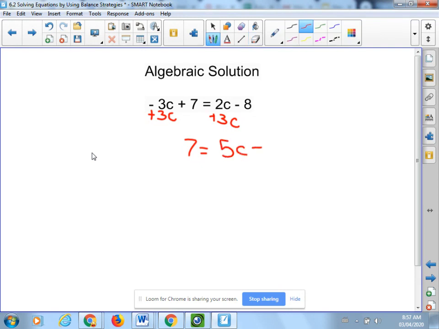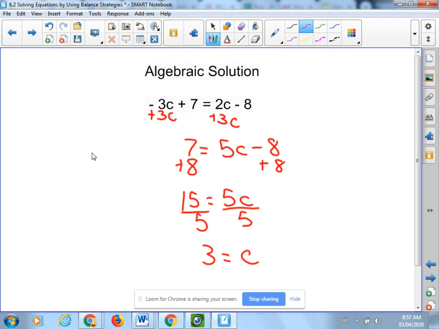5c minus 8. The opposite of minus 8 is plus 8. What I do to one side, I do to the other. 15 is equal to 5c. Opposite of multiplying by 5 is dividing by 5. What I do to one side, I do to the other. 3 is equal to c.